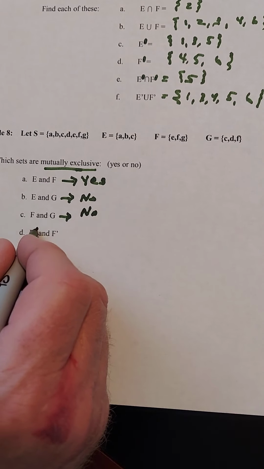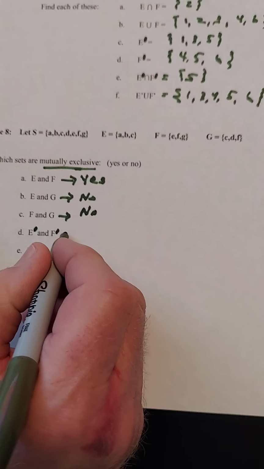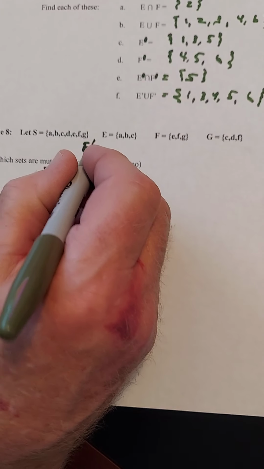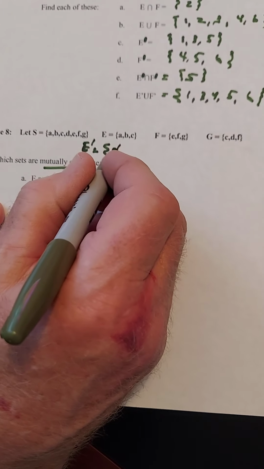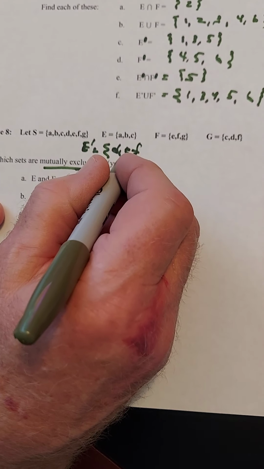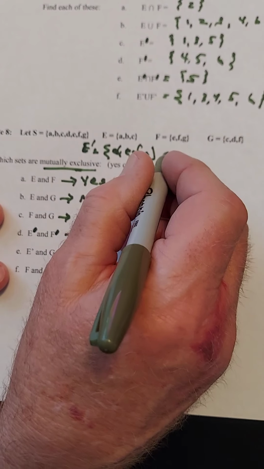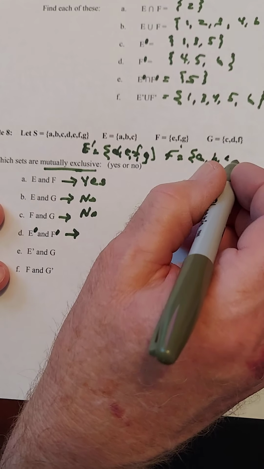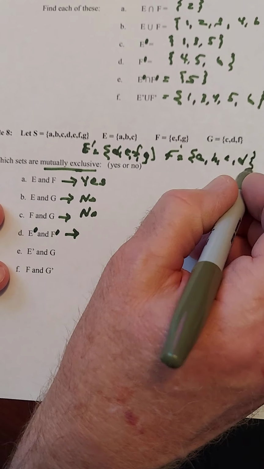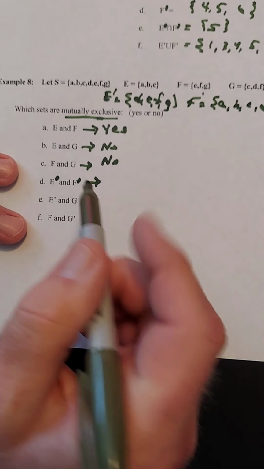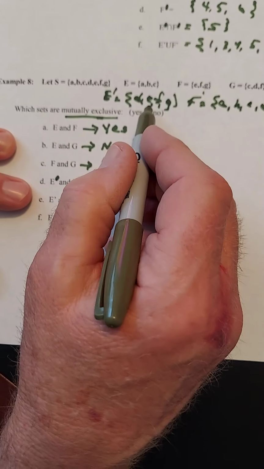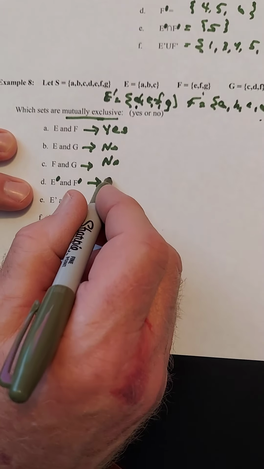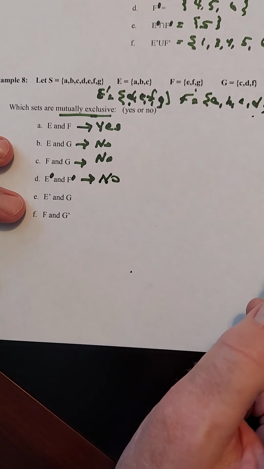Okay, on this one you've got the complement of E and the complement of F. So let's just write those down. The complement of E will be equal to, that's A, B, C, so this would be D, E, F, and G. And the complement of F would be A, B, C, and D. So when I come down here, the complement of E and the complement of F, do they have anything in common? Yeah, they both have a D. That makes this a no. If they intersect, it's no.